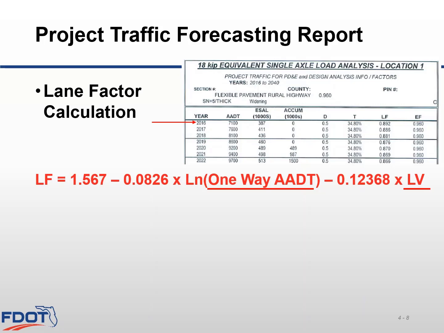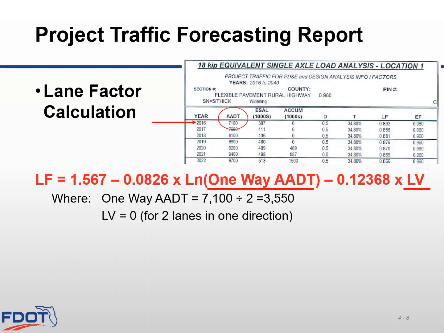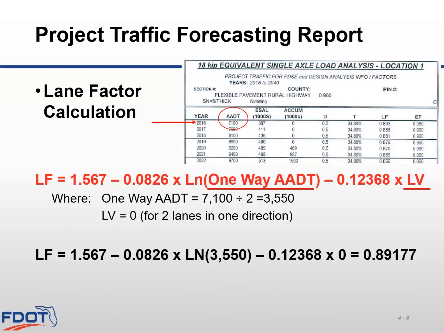We will need to compute our one-way AADT by using the value for 2016 shown on our traffic report here. So 7,100 divided by 2 is 3,550, which will be our one-way AADT. Since this example has 2 lanes in one direction, our LV value will be 0. So now we just plug these values into our lane factor equation, and we should come up with the same number as shown in the traffic forecasting report for the year 2016. So let's look at the LF column here, and we see a value of 0.892, and this matches the value we computed, so we're good to go.